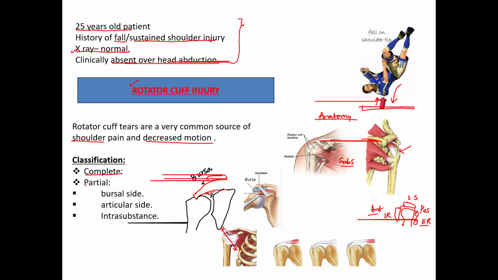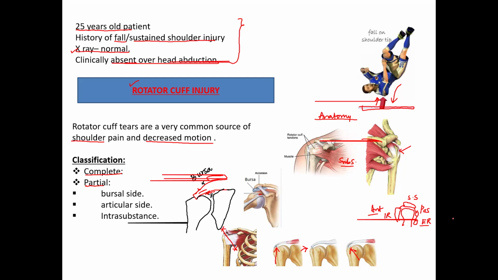Or we can have a partial tear. Half of the rotator cuff can be damaged or injured. It may happen over the bursal surface, it may happen over the joint surface, or it may happen inside, in the interstitial intra-substance of the supraspinatus. If you see here, there is a tear over the bursal side, a tear over the articular side, and this is an interstitial tear. So we can have a partial tear towards the articular surface, towards the bursal side, or in the interstitium of the muscle tissue. This is how we classify rotator cuff tears.